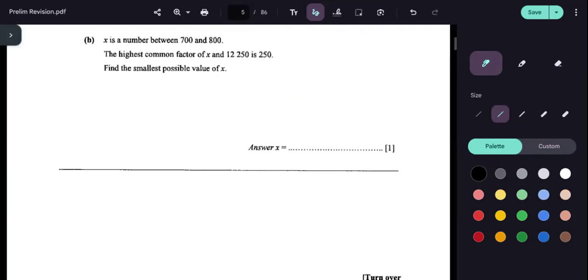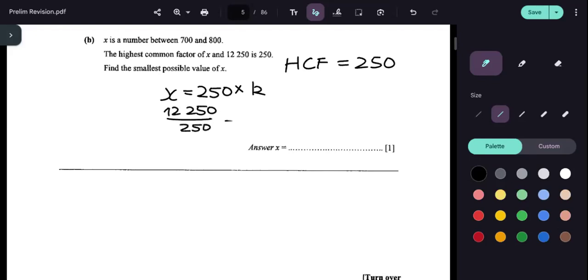Question B. X is a number between 700 and 800. The highest common factor, your HCF, is 250. They want you to find the smallest possible value of X. So X must be 250 times a number, which we will call K, where K is a number that shares no additional prime factors with 12,250. So you need to take 12,250 over 250, which is 49.